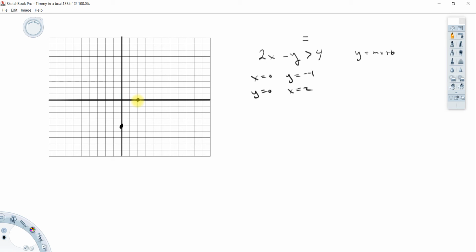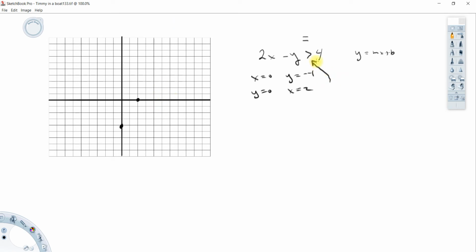Now, if that were equals, you would sketch this line and you'd be done. Okay. Now, with inequalities, you have to pay a little bit more attention here. So now we're going to look right here.